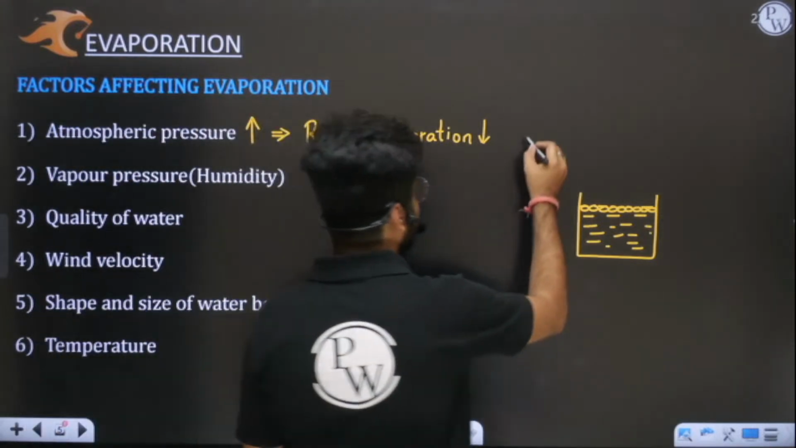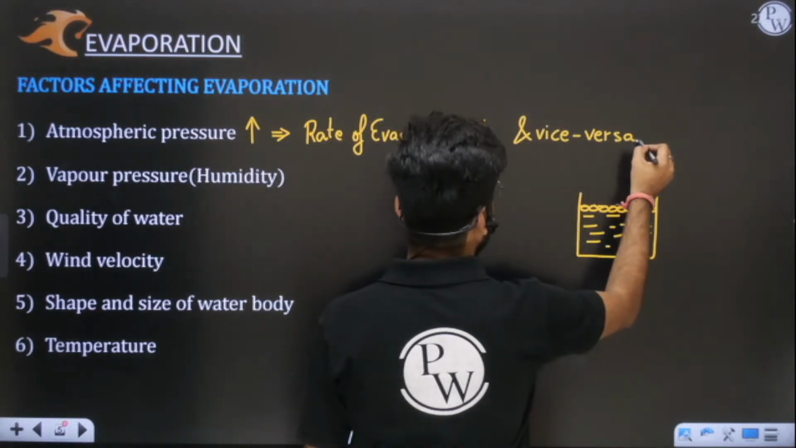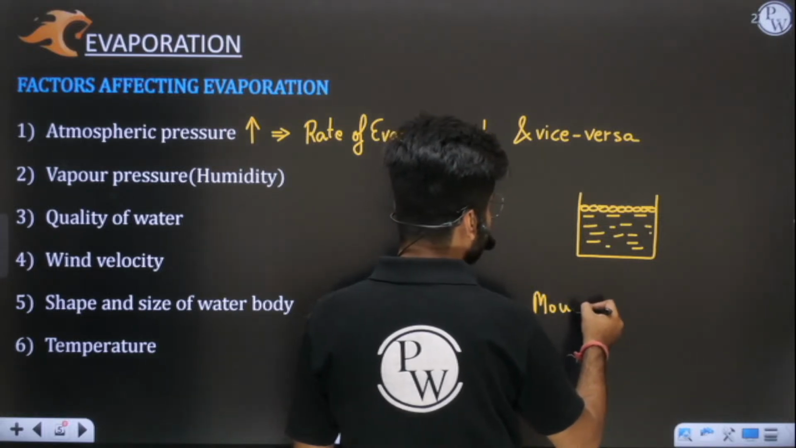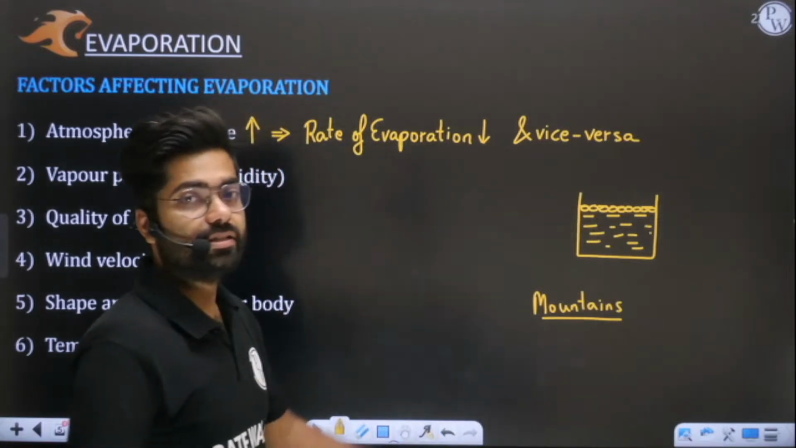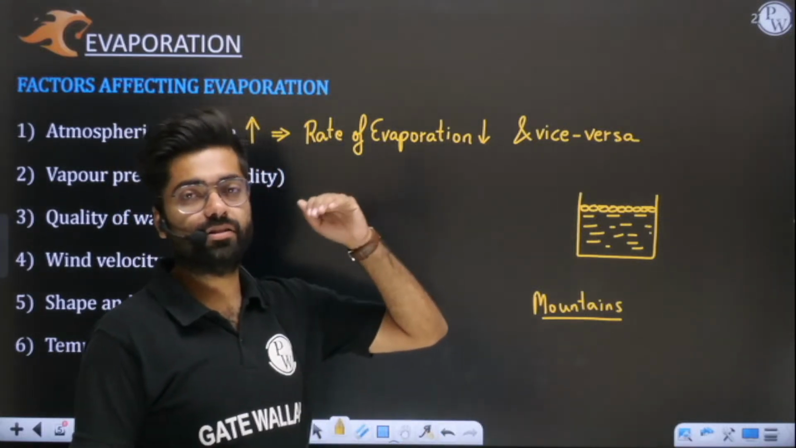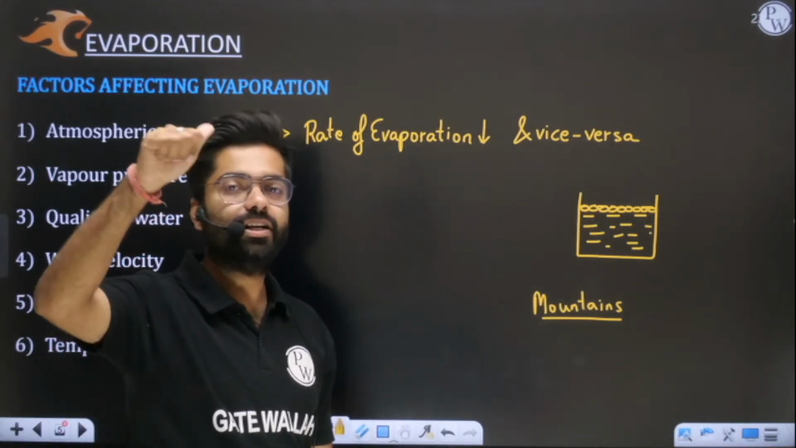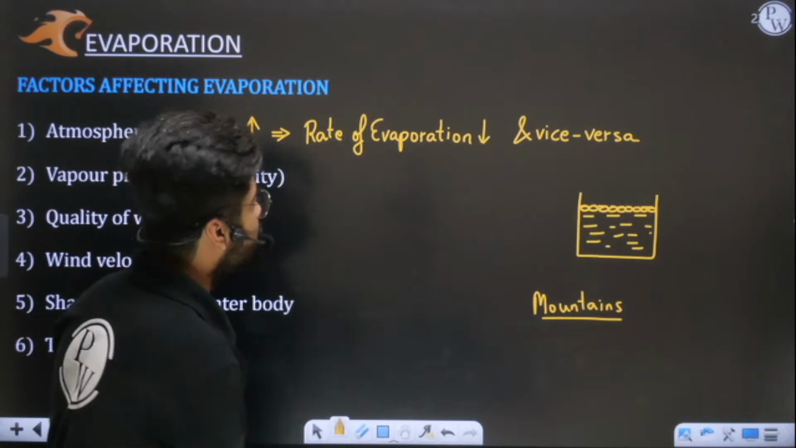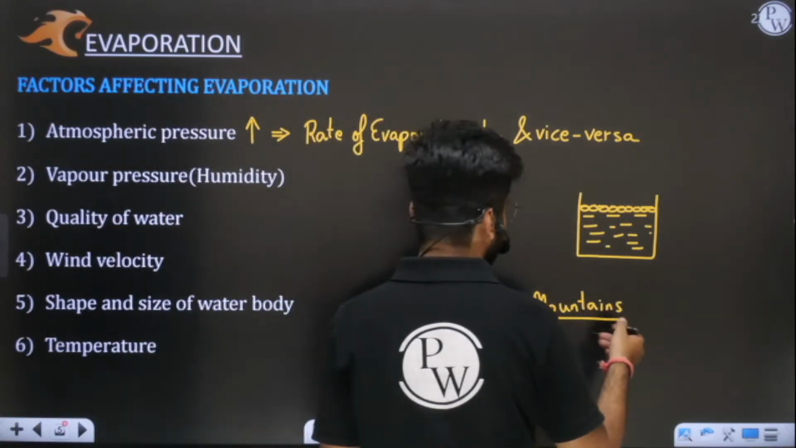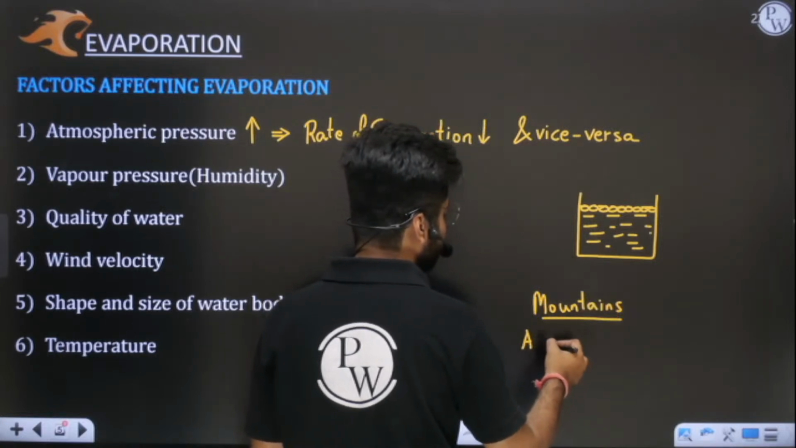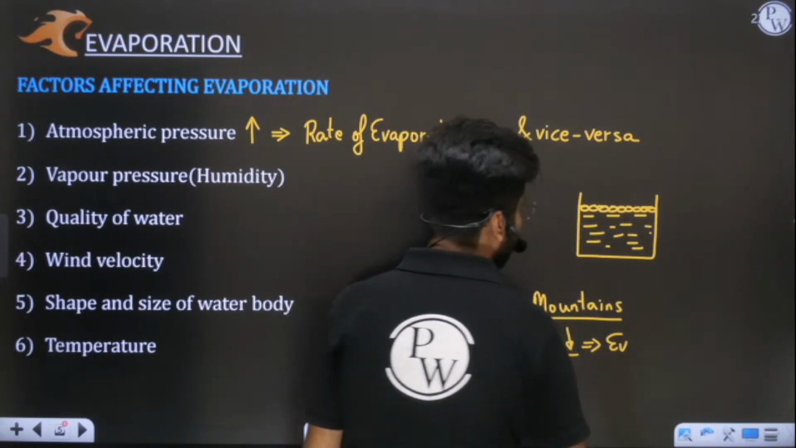Vice versa means that when you go to higher altitudes, such as hill stations or hilly regions, you will observe that when we climb the mountains, the atmospheric pressure is less because the weight of the air column above us reduces. So when I go to higher altitudes, or mountainous or hill regions, atmospheric pressure goes down. Since atmospheric pressure goes down, tell me, evaporation will be higher or lower?